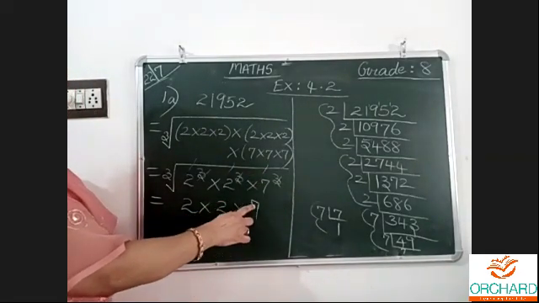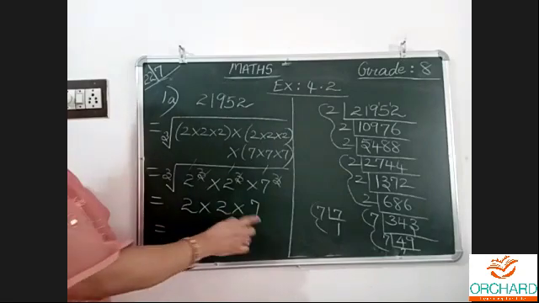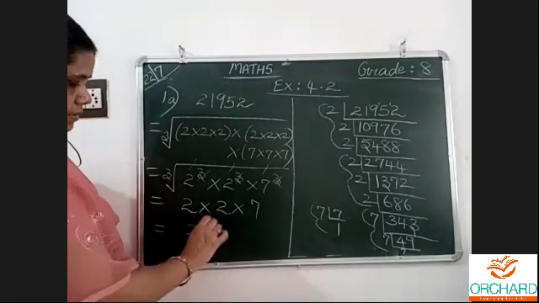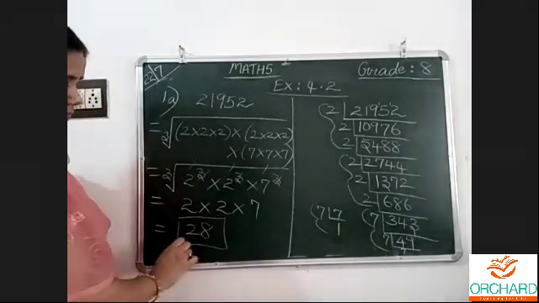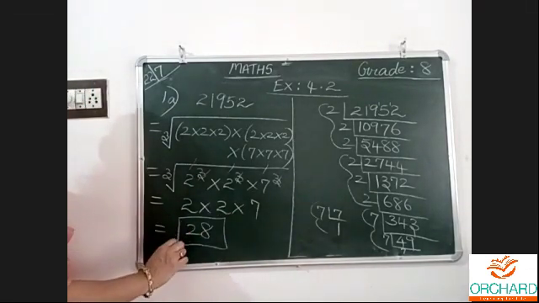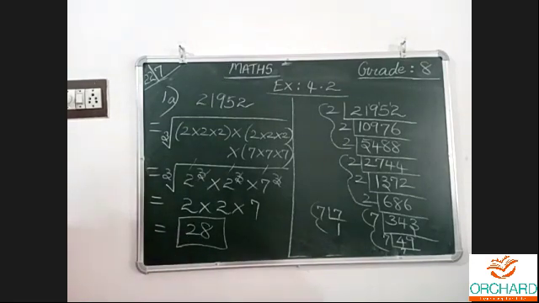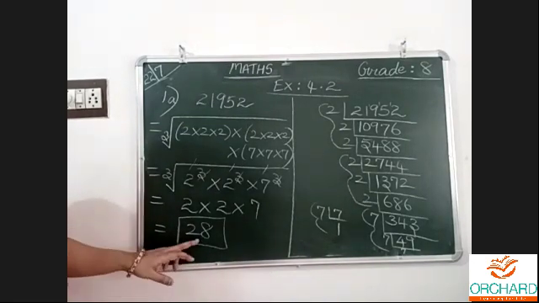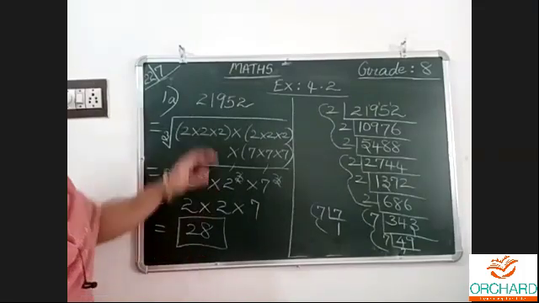Number jumps out. This is 7. 2 2s are 4, 7 4s are 28. Answer. This number is the answer. Let me check. Yes. So 28 into 28 into 28 is this.